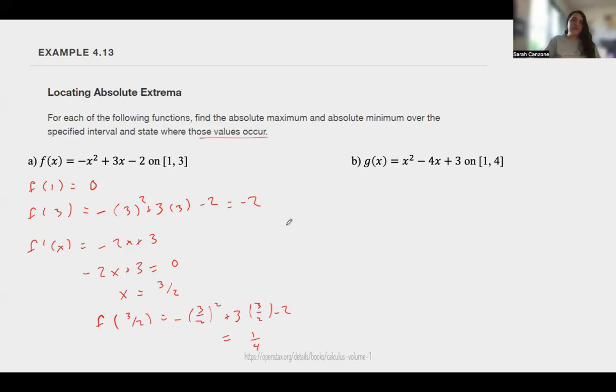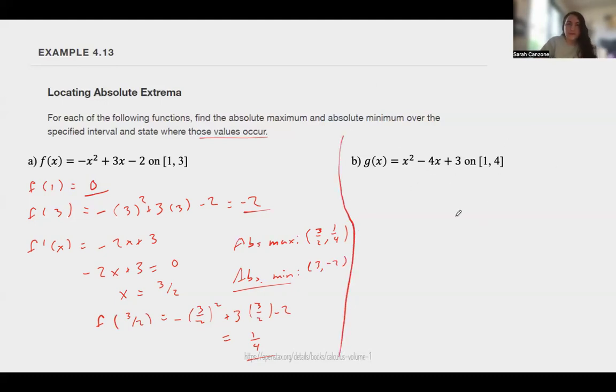So now what we have to do is compare all of our y values and figure out what the absolute maximum and the absolute minimum are. So we have 0, negative 2, and 1/4. The absolute max is going to be the highest value, which is 1/4. I'll give it to you in coordinates, so this is 3/2, 1/4. You could also just write it as 1/4 because we are being asked for the value. The absolute minimum occurs at negative 2, so that's 3, negative 2.